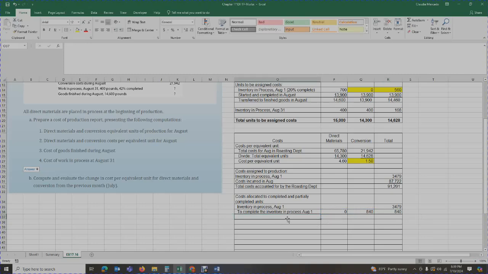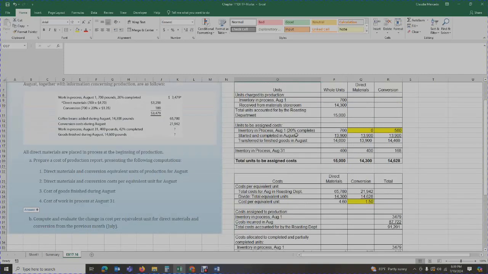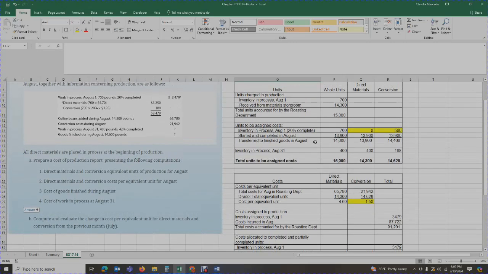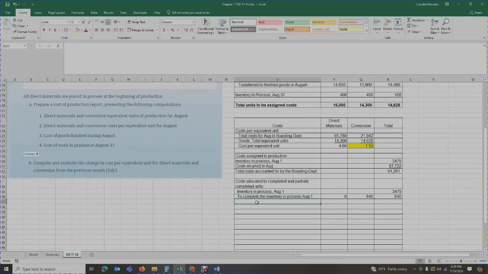Now that was for our beginning inventory. That's the stuff that we did not finish processing in July that we had to carry over to August. These are the costs, the direct materials and the conversion costs associated with those 700 pounds of coffee beans. Now we're going to move on to what happened this month in August. So now we're focused on the started and completed in August.